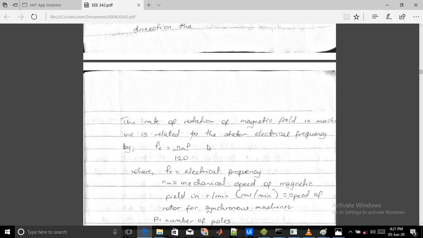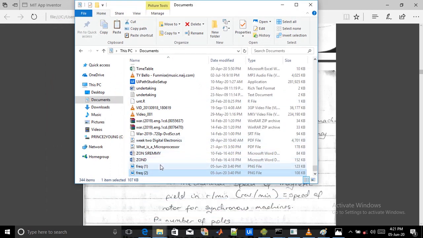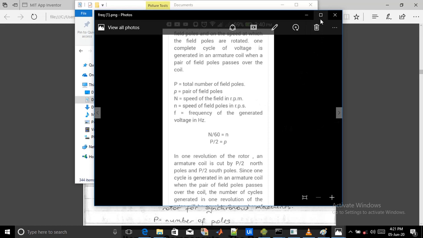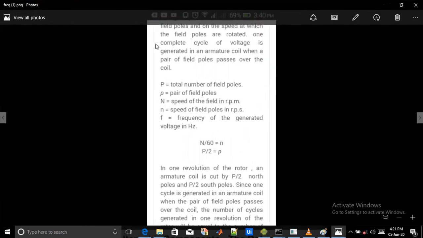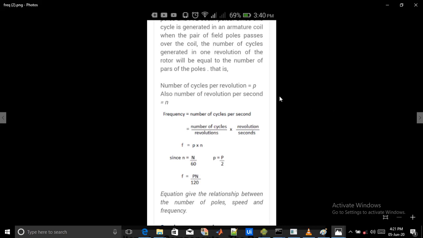So now the derivation of this formula, I'm going to display it quickly for better understanding. Okay, now this is it. Okay, so now we know that the frequency, okay, this is it.